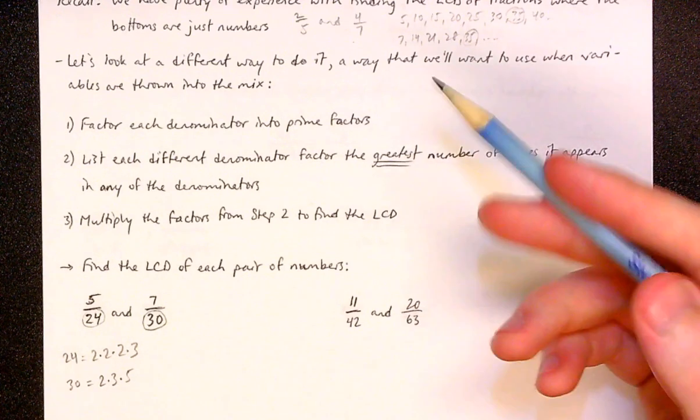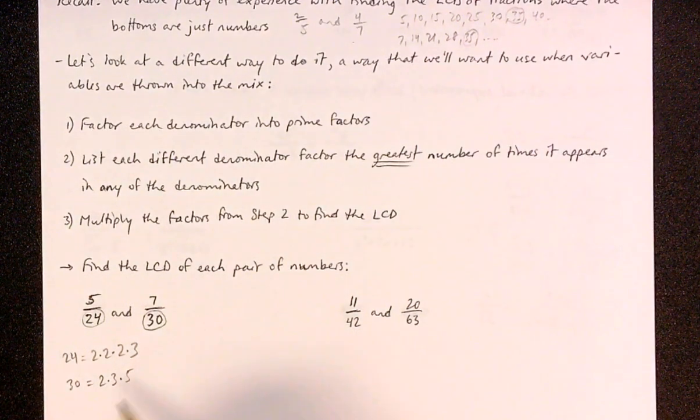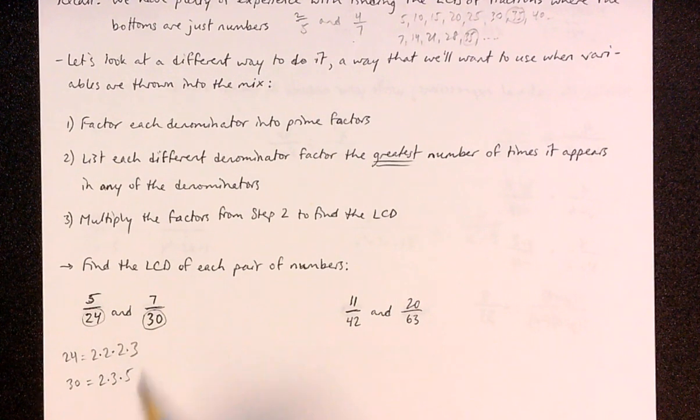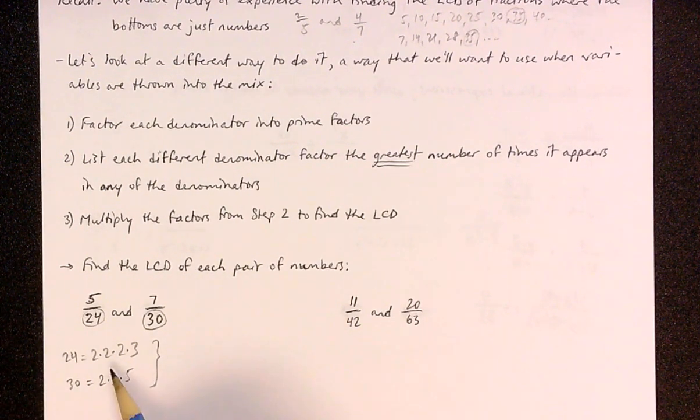Now, I'm going to look at each prime number that shows up in either one of these, and whatever is the greater number of times that it shows up in these two, I'm going to write it that many times. So let's start with the 2's. Here we have 3 2's. Here we have 1 2. So for the purposes of finding my LCD, I'm going to have 3 2's here.